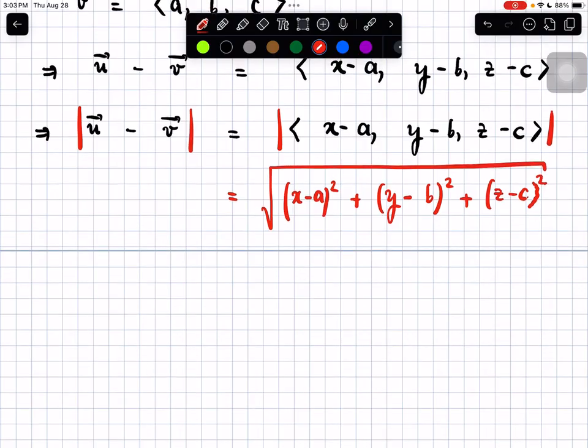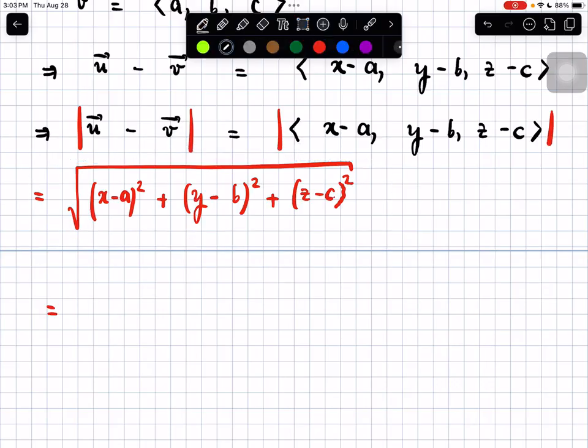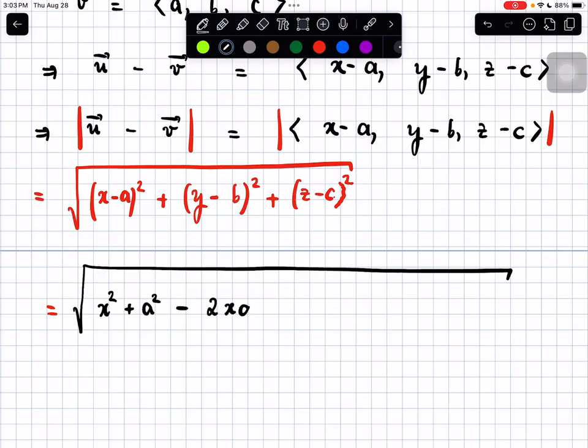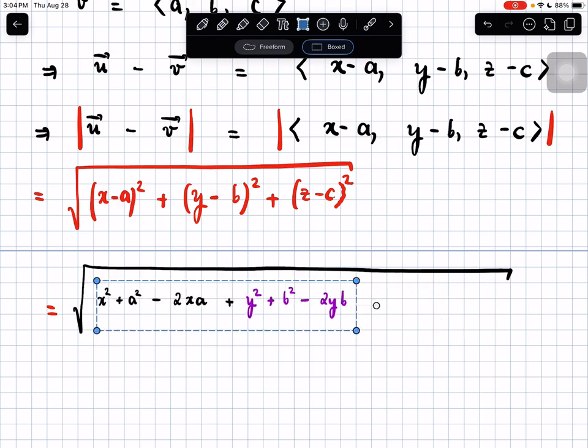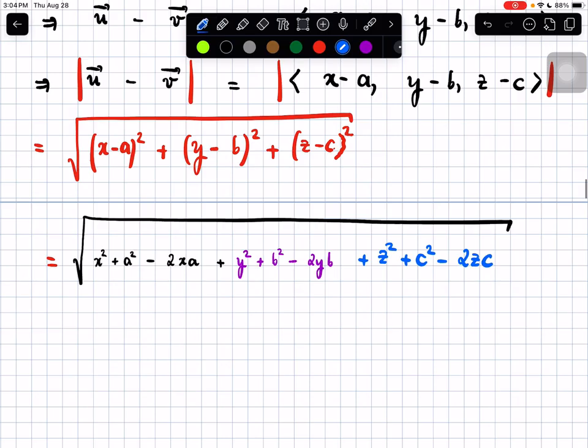We can compute it. This is equal to the square root of x squared plus a squared minus 2xa, plus y squared plus b squared minus 2yb, plus z squared plus c squared minus 2zc. Okay, we can write it in a different order.